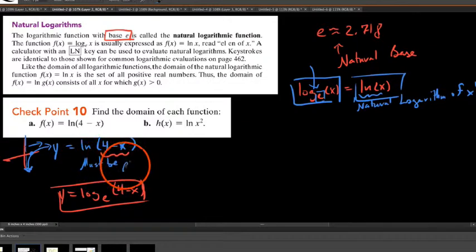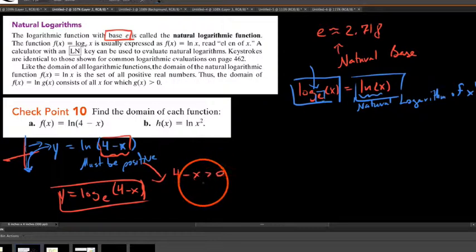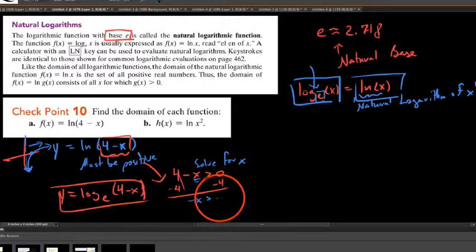Must be positive. And so what we're going to do is take what's in here and set it greater than 0. I'm going to do my work over here. So we say 4 minus x is greater than 0, and we're going to solve for x. And so solving for x, I would subtract 4 from both sides here, and of course we would get negative x is greater than negative 4.